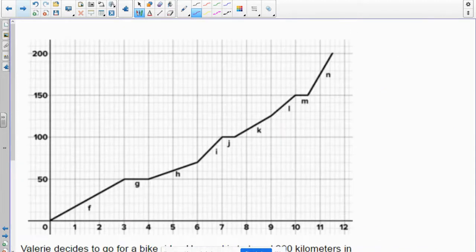So let's look at some graphs here. Here's our graph. We're going to call this segment right here F, and then this is G, and this is H, and this is I and J, and then we're going to call that K, and then a slight change, L, M, and N. So those letters underneath represent the intervals. Your intervals are just the difference between changes here.